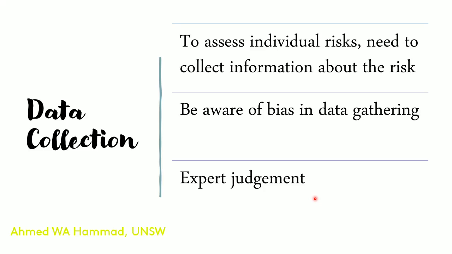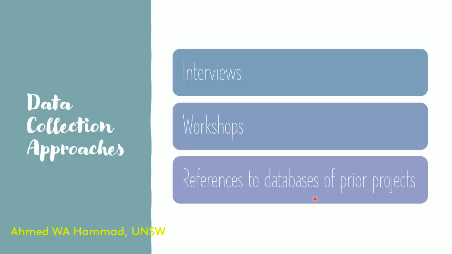As I said, for the qualitative risk analysis approach, you have to be aware of bias in data gathering, and that's why it's best to always have an expert judgment. And the approaches that we'd adopt for data collection, you can do that through interviews, so you can interview various stakeholders that are involved in a project to identify the risks, workshops, and then reference the databases of prior projects. Now, these were all steps. You'd recall that these were all steps that you would have covered in the identify risk process.